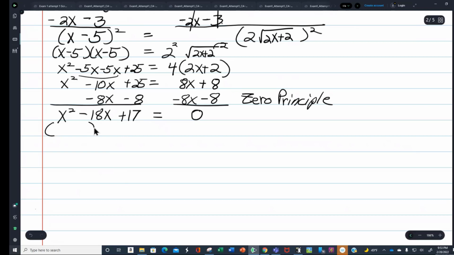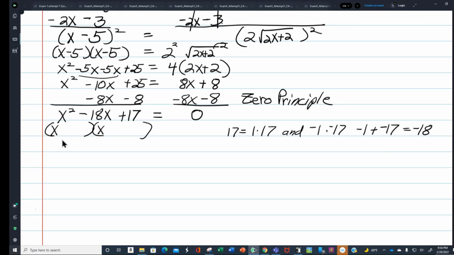And then I'm going to factor. We don't often have to factor 17, but this is not going to be too hard because 17 equals 1 times 17, and it also equals negative 1 times negative 17, and negative 1 plus negative 17 equals negative 18. So that was not too hard at all. So we'll have what? Minus 1 and minus 17.